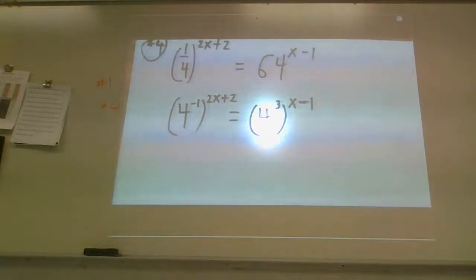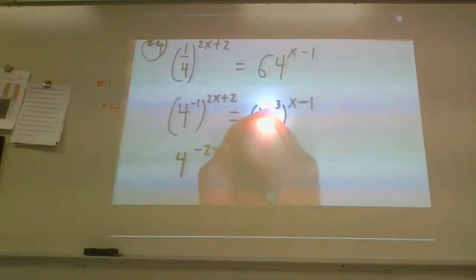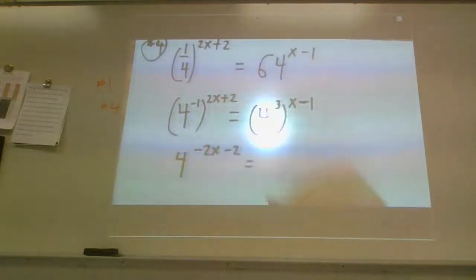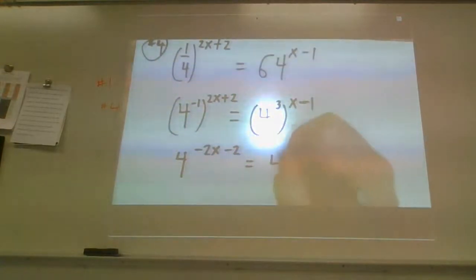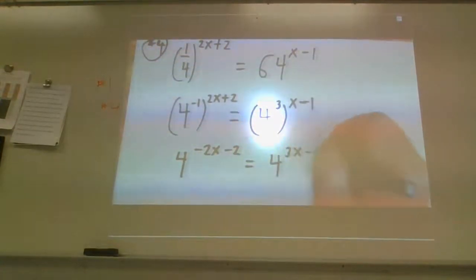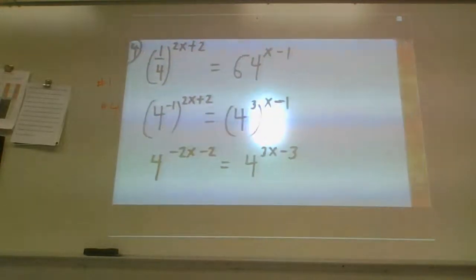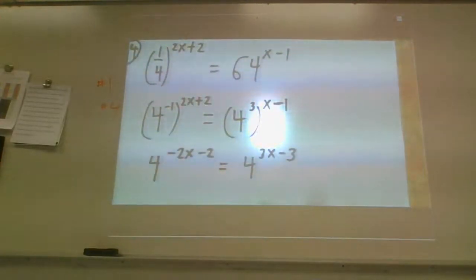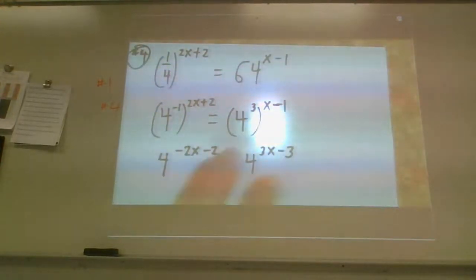In terms of multiplying the exponents together, I have to do that to both sides. I multiply the exponents together on the left and on the right. And now, after all of that, I can finally set the exponents equal to one another because I have the same base.